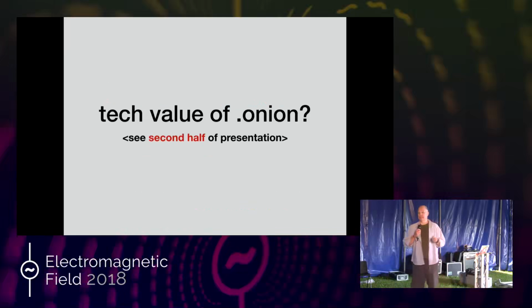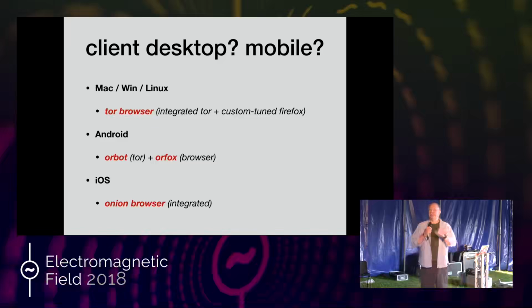The tech value of onion networking comes in the second half of the presentation. Just to fill in a few gaps here, because frequently people ask these questions afterwards. Are there clients for other platforms? Yes, Mac, Windows, Linux all use Tor browser, or you can just run up the Tor software and connect through it.